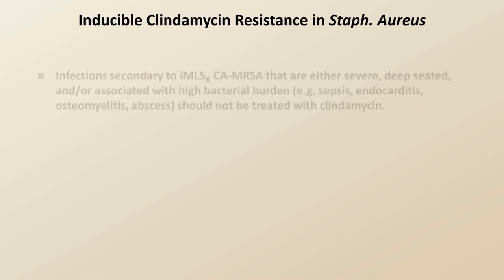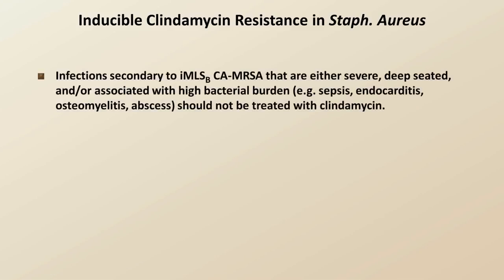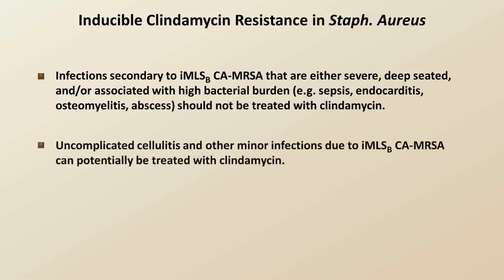The bottom line is that infections secondary to inducible MLSB community-acquired MRSA that are either severe, deep-seated, and/or associated with high bacterial burden, such as sepsis, endocarditis, osteomyelitis, or an abscess, should not be treated with clindamycin. However, since the development of clindamycin resistance in these strains requires a spontaneous mutation, the chances of which are related to the degree of bacterial burden, uncomplicated cellulitis and other minor infections due to this bacteria can potentially be treated with Clinda.